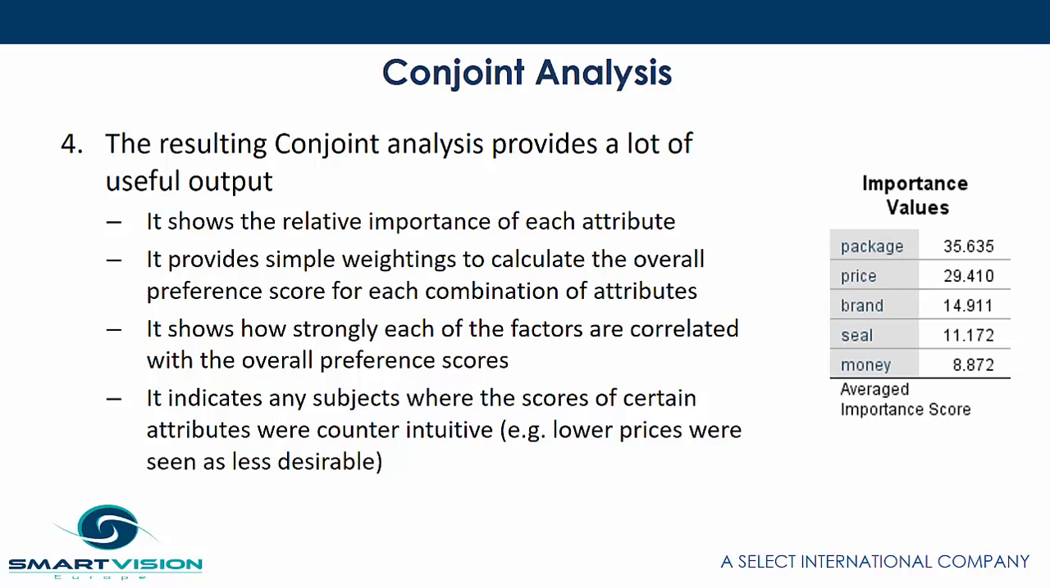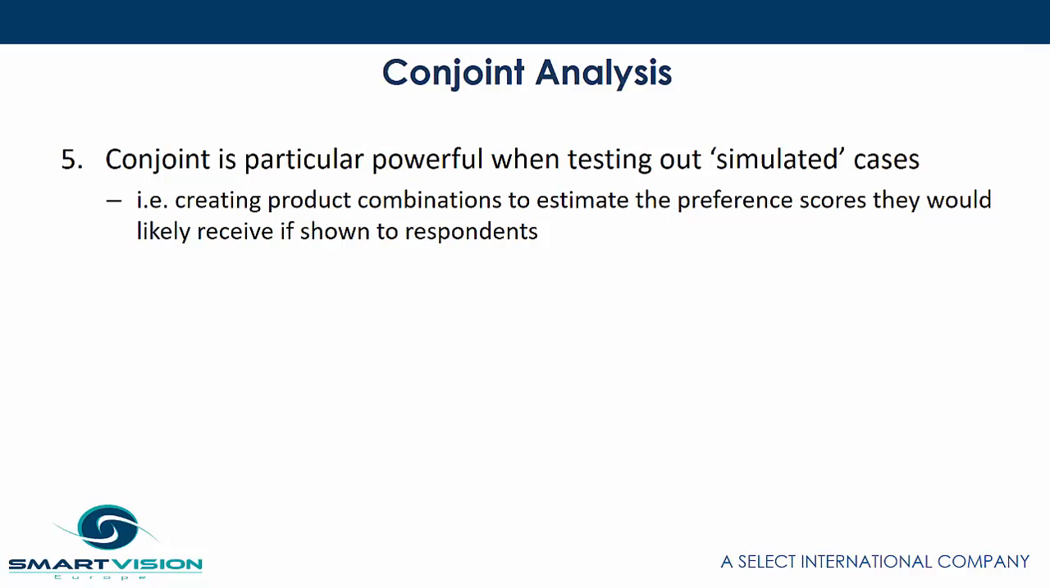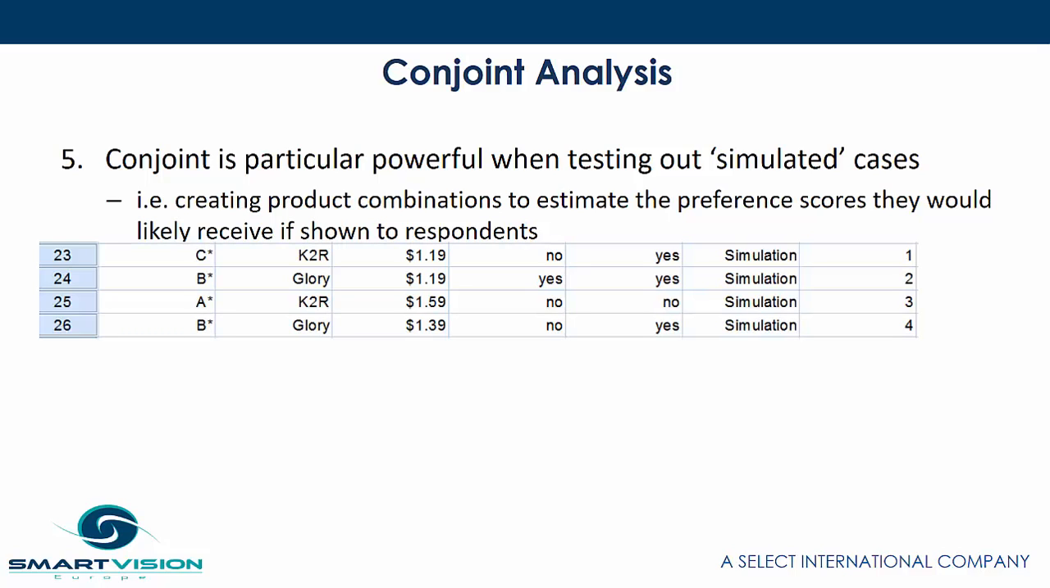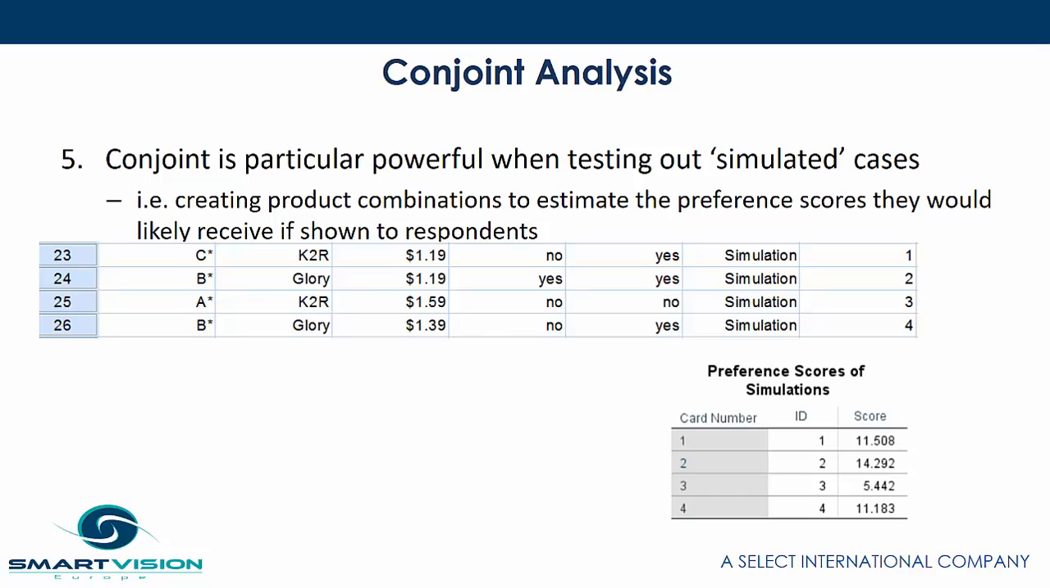But conjoint analysis is particularly powerful when we're playing around with simulated cases, i.e. when we create product combinations in order to estimate the preference scores they would likely receive if they were shown to respondents. Here we have, for example, 4 simulated cases, each of them separate from the other because they've got a different combination of attributes associated with them. When we run the conjoint analysis on the simulated cases, it gives us 4 different preference scores, and the one with the highest preference score is combination or card 2.